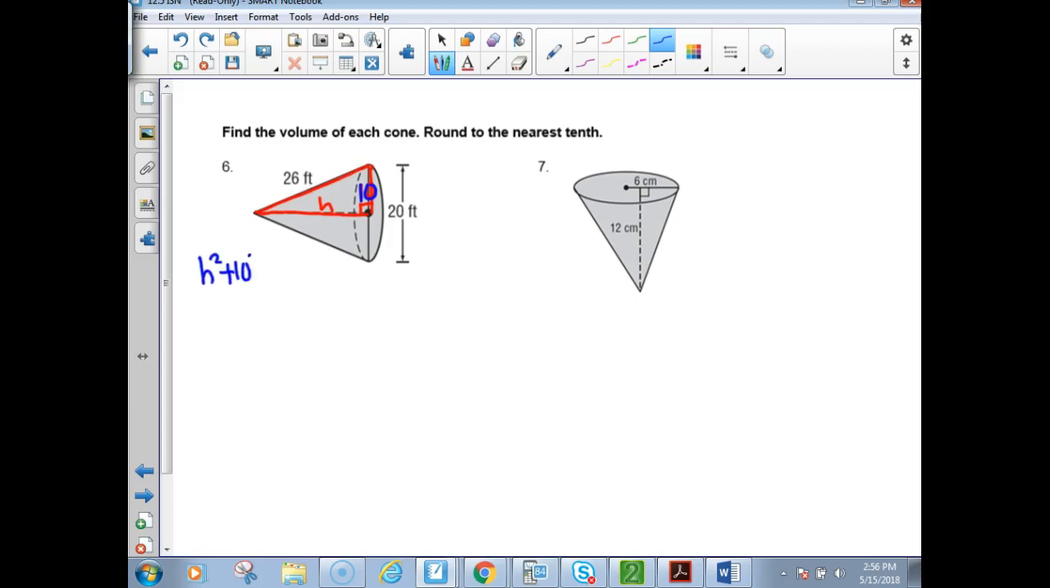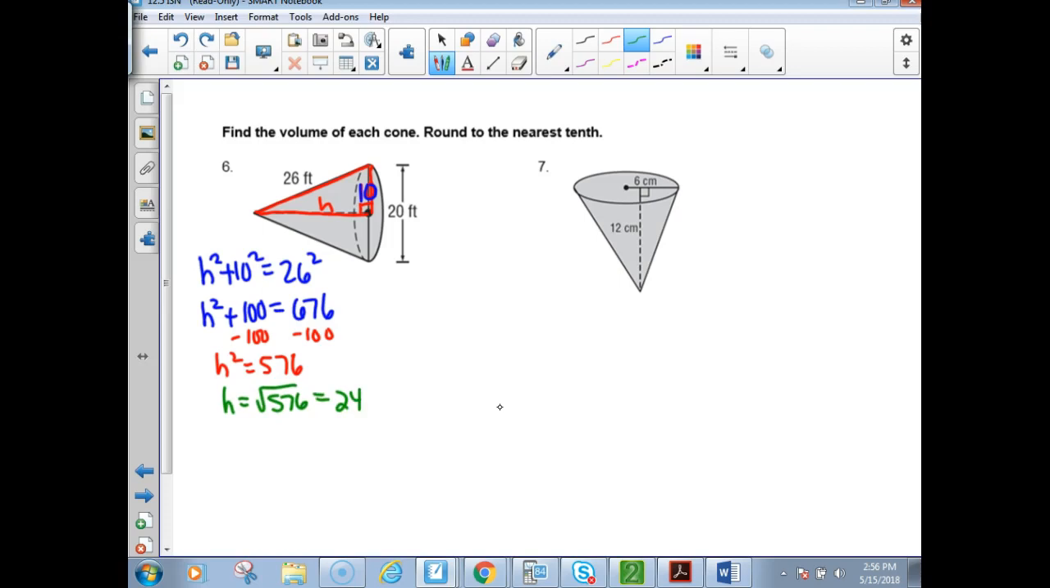H squared plus 10 squared equals 26 squared. 10 squared is 100. 26 squared is 676. We subtract 100. H squared equals 576. We take the square root of both sides. And when we take the square root of 576, we get 24. So the height is 24 feet.